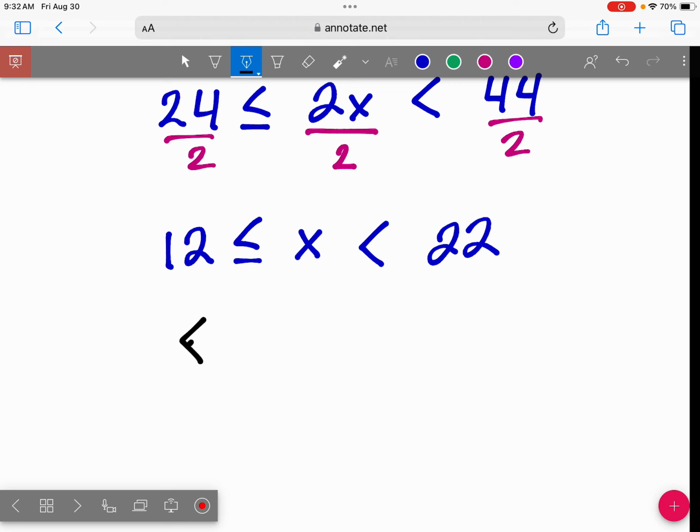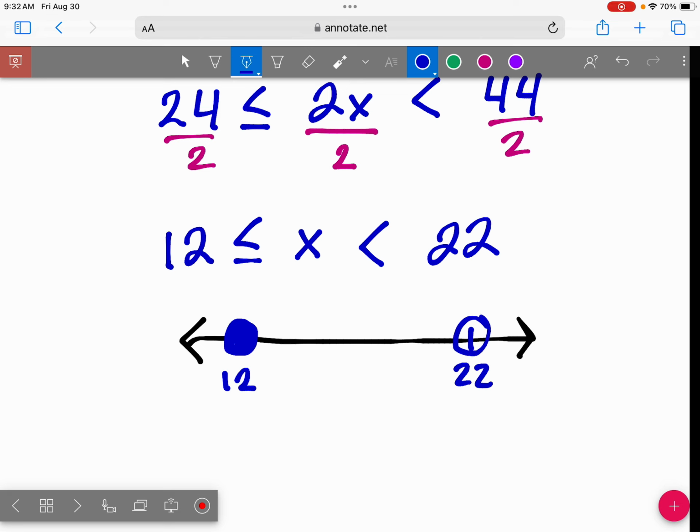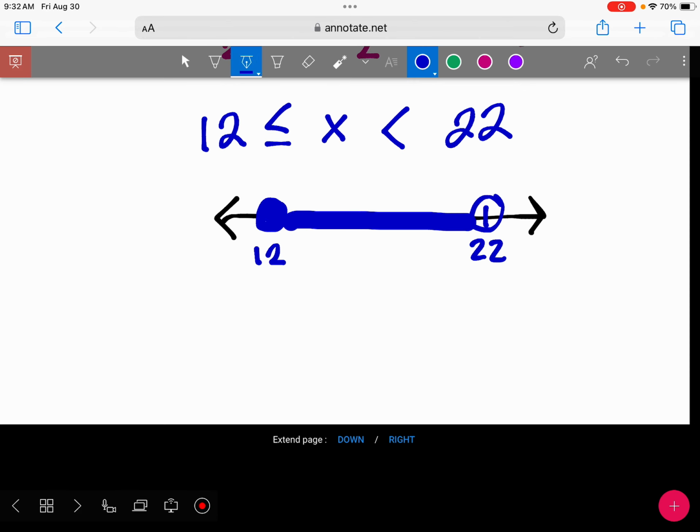Yep, so it may help to put it on the number line. We're going to use the number line on Tuesday and Wednesday, so I'm just keeping us fresh on it. We're going to have our 12, which gets a closed circle because it's an equals to, and our 22, which gets an open circle, and we are coloring in between. X is between them. So we have square bracket 12, comma 22, parenthesis. Questions on those two?